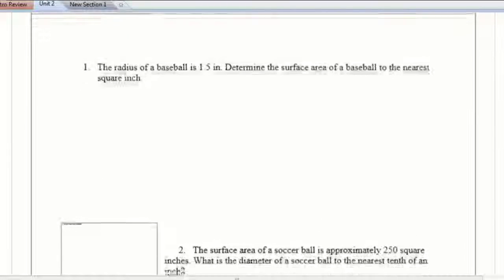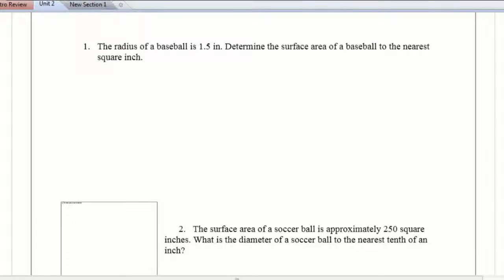There we go. So the radius of a baseball is 1.5 inches. I don't know why my images don't load. Hopefully you guys have that wonderful picture of a baseball on your page. It asks us to find the surface area of a baseball to the nearest square inch.